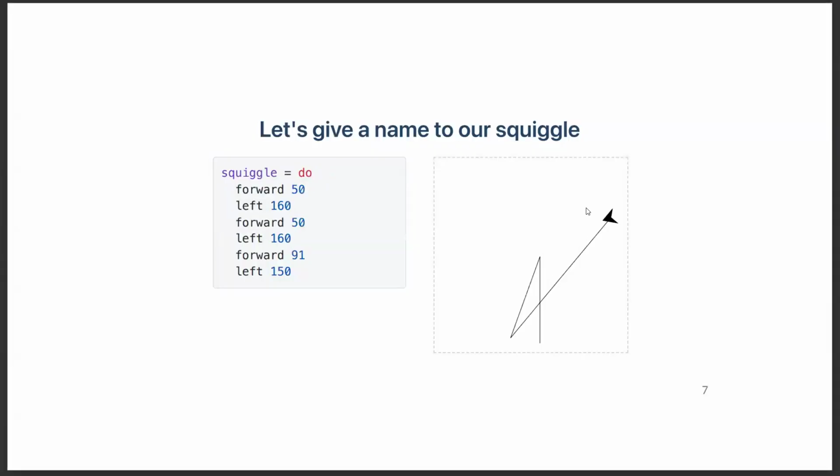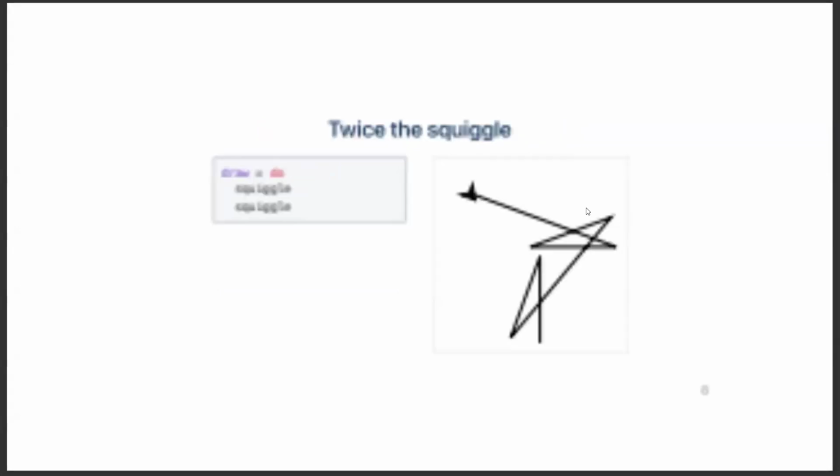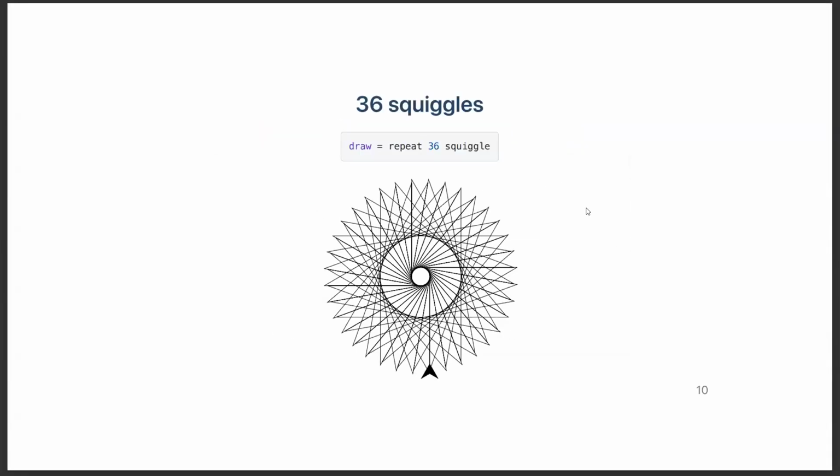And now we're going to name this a squiggle because it is a squiggle. And we can ask it to do the squiggle twice, or 4 times, or 9 times. And after 36 times, the turtle is back to where it was at the beginning. And we have seen all the instructions we wanted to see, which is forward, left, or right, and repeat.